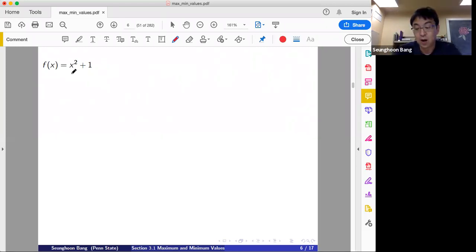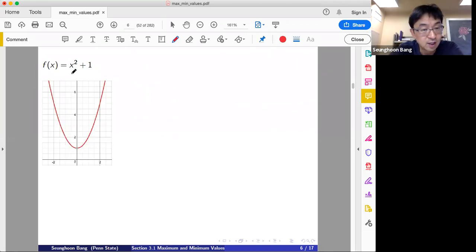Yes. Why? You can sketch the graph. This is x squared plus 1. Do we have an absolute maximum? No, because this graph is going to positive infinity. So we don't have an absolute maximum, but we have an absolute minimum here. The absolute minimum is the function value 1, exactly f of 0. The y value 1 is the absolute minimum.